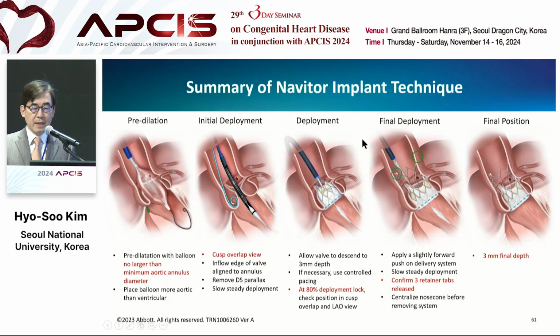To summarize the Navitor implantation technique, pre-dilatation is strongly recommended. Size depends on the shortest diameter of the annulus, and on the cusp of left view, you have to target 3 millimeter depth. It's very shallow implantation. At 88% deployment, you have to check the depth and non-uniform expansion. That is a kind of cumbersome procedure. Then final release, and you have to get 3 millimeter. I think it is too shallow. My personal depth is about 5 millimeter.